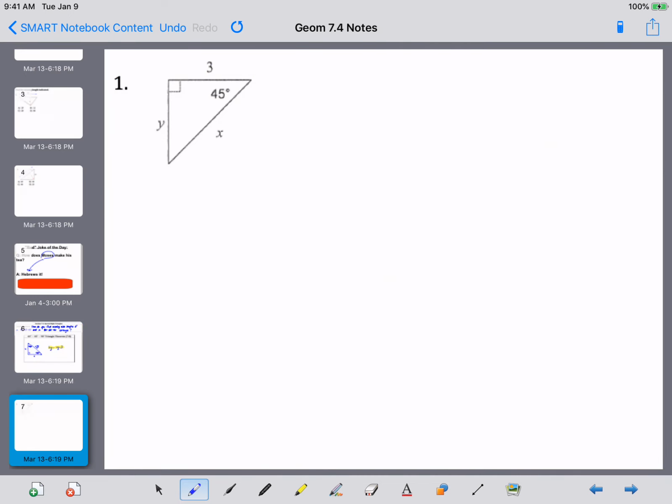First of all, notice that we have a 45 degree angle and a 90 degree angle. So of course this one here is going to have to be 45 degrees as well. We really don't need to do any work to find y, so let's do that first. Y has to equal 3 because remember those legs are the same length. Now we can set up hypotenuse equals leg times the square root of 2 to find x. So x is our hypotenuse. The leg lengths are 3.